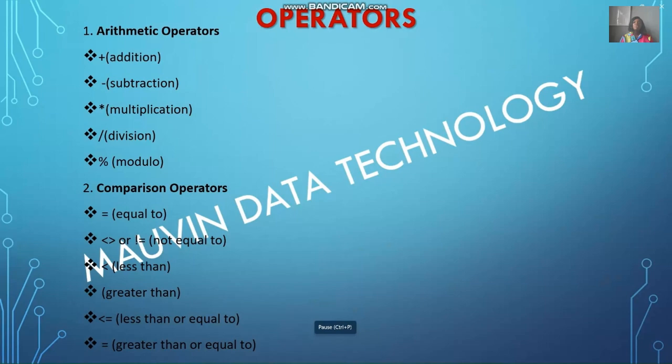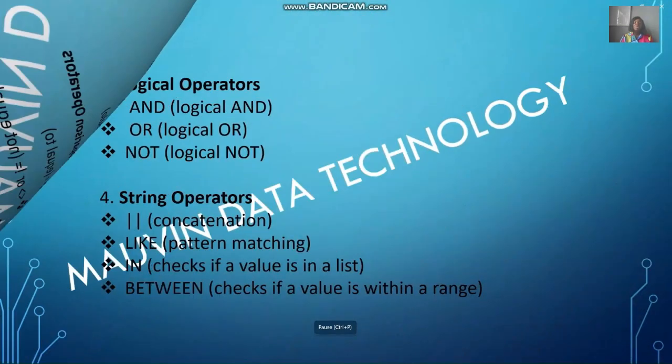Now let's move into the operators of SQL. We have different kinds of operators. The first one is arithmetic operators, which I know is commonly used. We have the addition, the subtraction, the multiplication, the division. 2, let's look at the comparison operators. The equal sign, less than, greater than, less than or equal to.